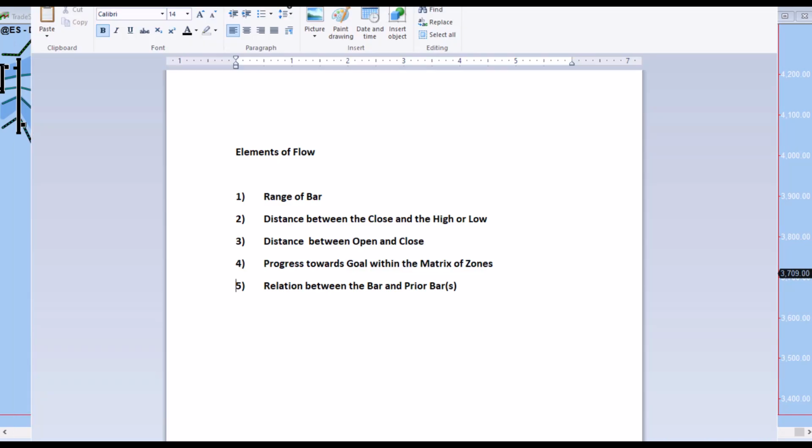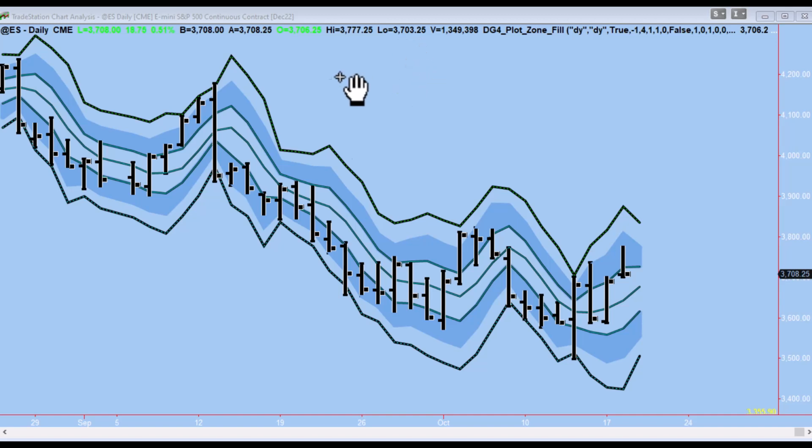Let's see what the elements are. Flow is measured by the range of the bar. It's measured by the distance between the close and the high or low. It deals with the distance between the open and the close. It relates to the progress towards the goal of the bar within the matrix of zones. In other words, is it making progress towards the goal? And finally, we look at the relationship between the bar and the prior bars. So let's take a look at these elements briefly.